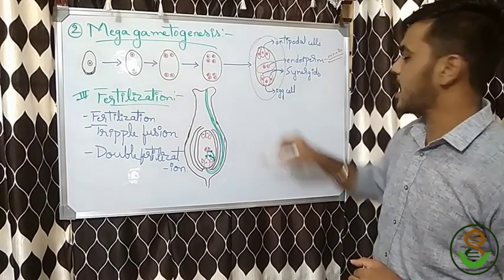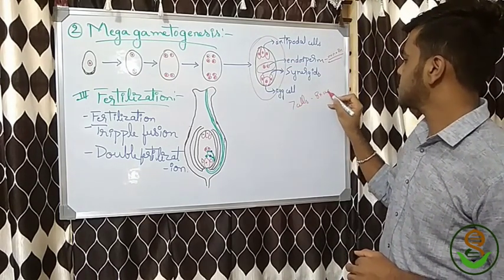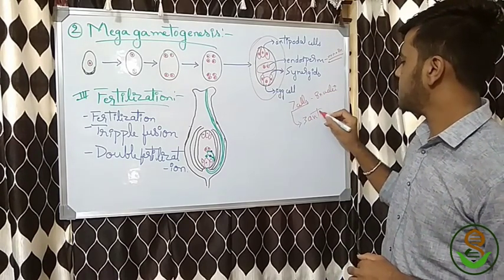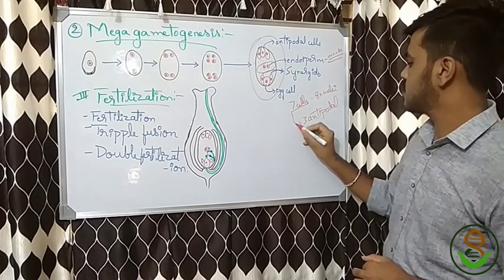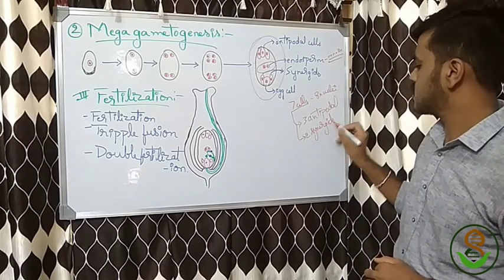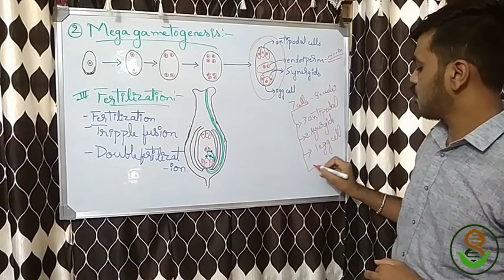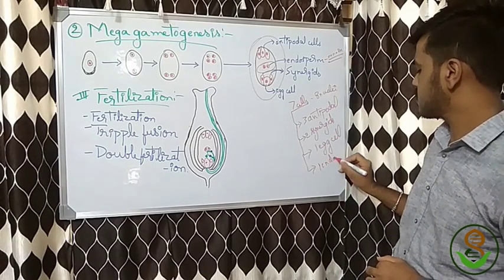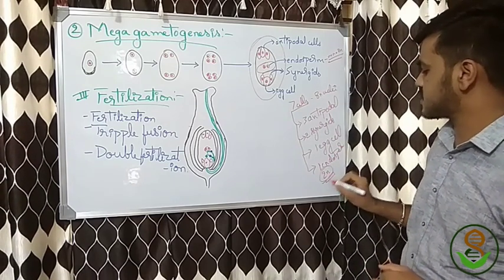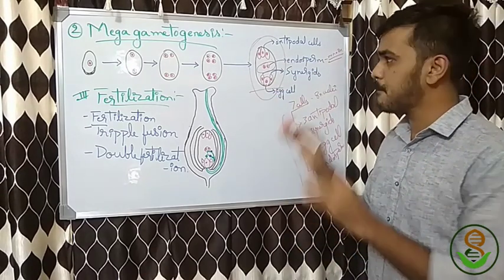See, finally, this is the embryo sac. In the embryo sac, there are 7 cells and 8 nuclei. In these 7 cells, there are 3 antipodals, 2 synergids, 1 egg cell, and 1 endosperm cell with the secondary nucleus, that is a 2n nucleus. Finally, this is the embryo sac, and it's also called the megagametophyte.